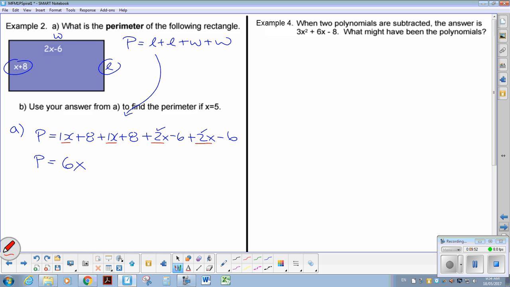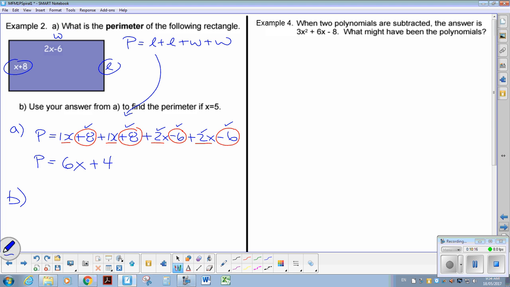And then I have 8, another 8, take away 6, take away 6. So we're using our adding skills here. 8 and 8 is 16. Take away 6 is 10. Take away 6 is 4. So that is my perimeter for this shape, 6x plus 4. And you could have done that with stacked addition as well.